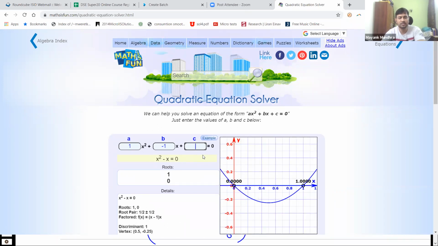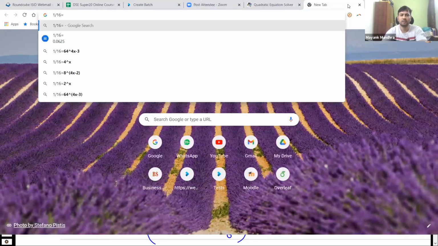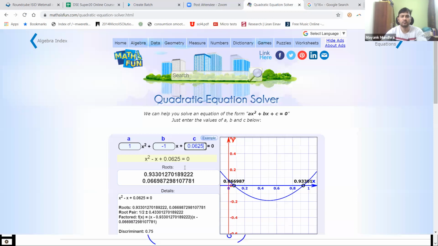1/16 in decimal terms is what? 0.0625. Yeah. So the roots are 0.933 and 0.066. So obviously I'm looking for a quantity lower than half. So this is not the root that I'm looking at. The root that I want is 0.066.